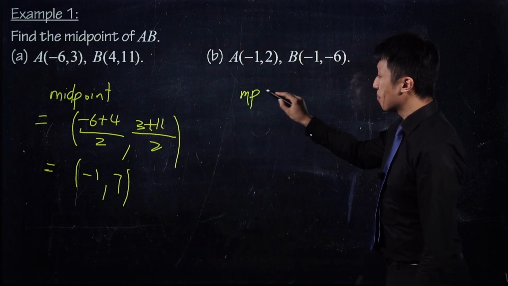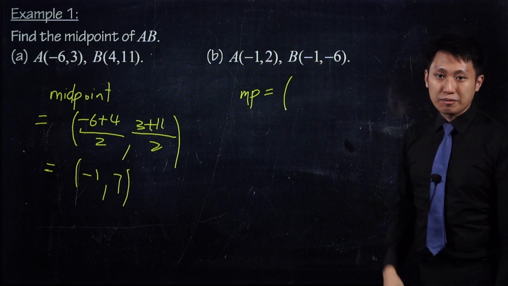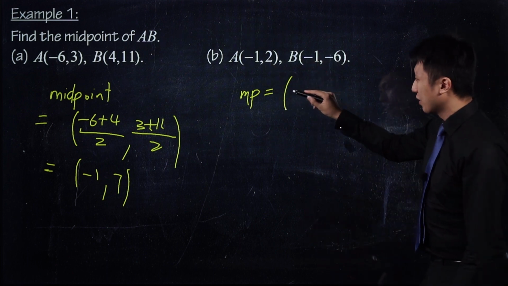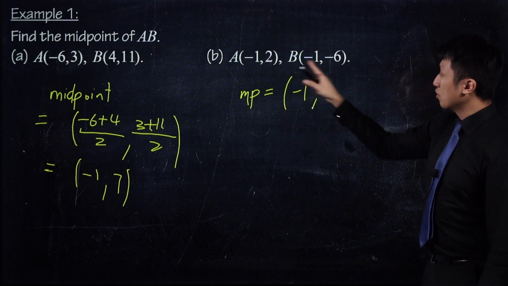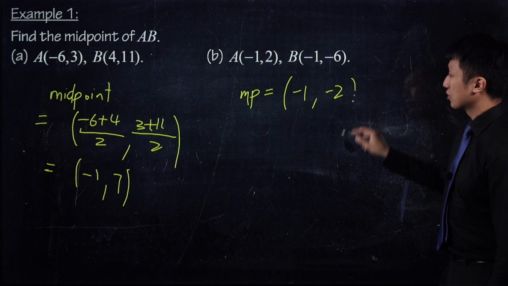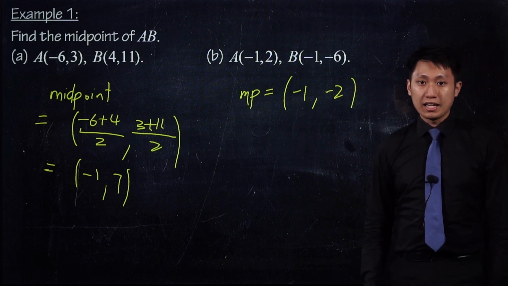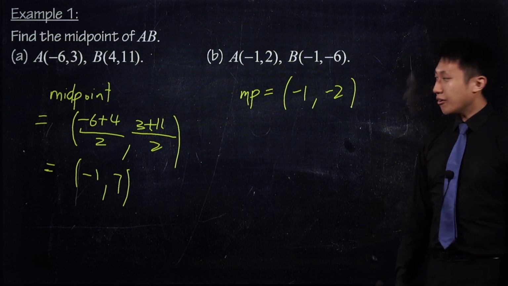Lazy, right? I write NP. NP is equal to -1 plus -1, which is -2, divided by 2. It gives you -1. Then 2 plus -6, which is minus 4, divided by 2, gives minus 2. So the midpoint is (-1, -2). Any problem? Okay, next.